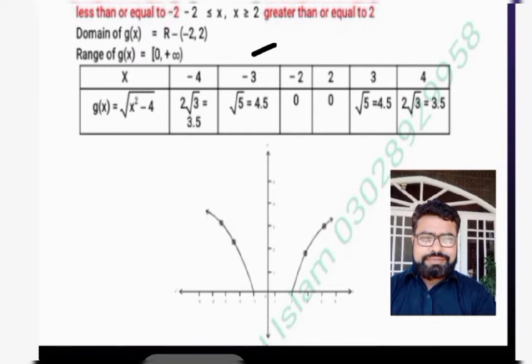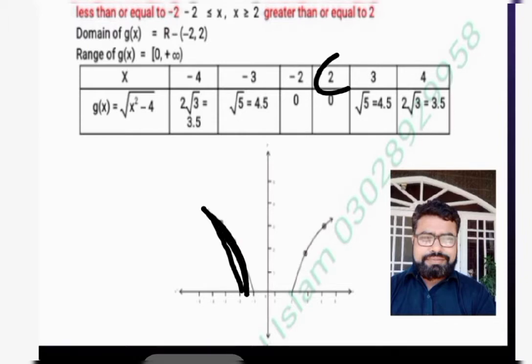Similarly, here is -3 and the answer is 2.2. As I've told you before, there is a typing mistake. The value of x is -3 and the answer is 2.2, so we'll plot a point here, and at -2 it's 0, so we plot a point here. Now we will join these 3 points, and it will be a curve.